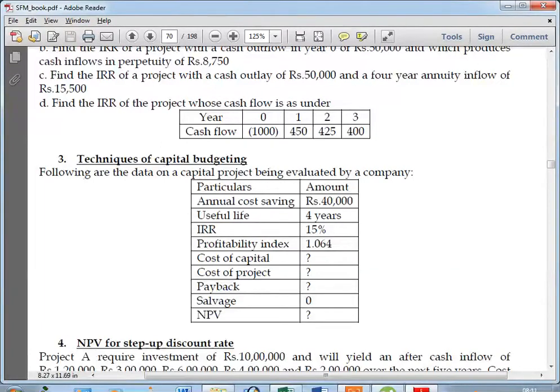Now coming to this question, they have given annual cost saving, useful life, IRR, profitability index. Cost of capital is basically the discount rate, which is required to be calculated. Cost of project is missing in the question, which is the outflow. Payback, the number of years it takes to recover the money, and NPV are missing. Now tell me, how do we proceed with this question?